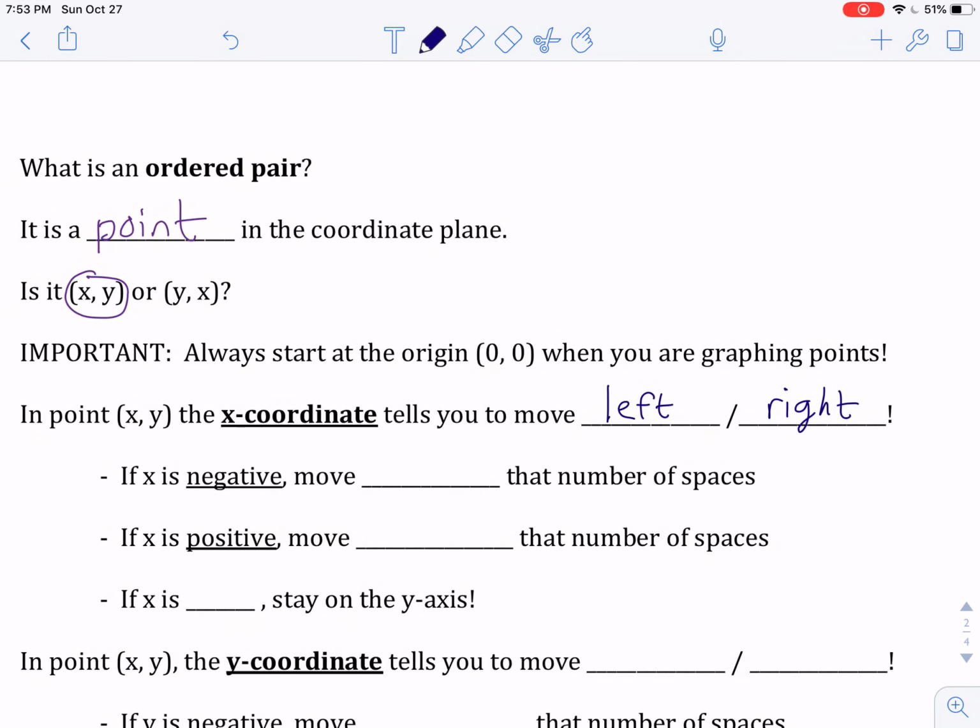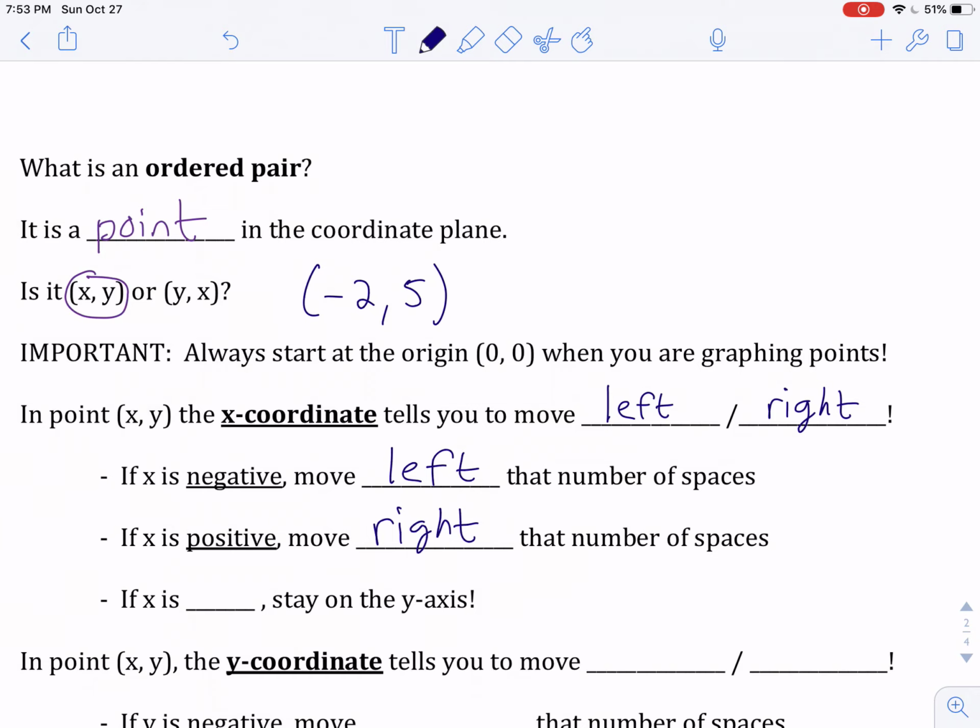Okay, if the x is a negative number, so if we had like -2, 5, for example, is that -2 telling us to go left or right? Yeah, it's telling us to go left 2. So if it's negative, it's going to tell us to go to the left. If it's positive, it means it's going to tell us to go to the what? It's going to go to the right.